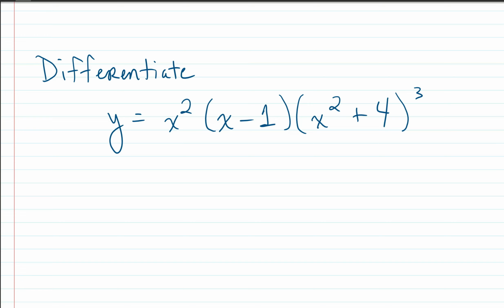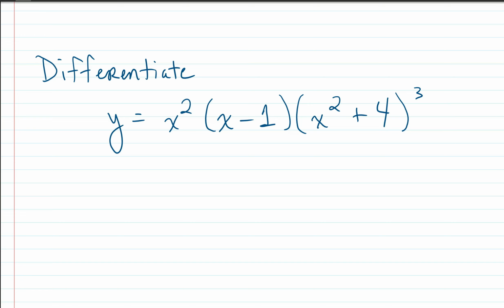All right, let's take a look at our next example. It says to differentiate y equals x squared times the quantity x minus 1 times the quantity x squared plus 4 raised to the third power. Sometimes we see things that can look a bit complicated, so we would want to use a strategy that will simplify things, and that strategy is logarithmic differentiation.